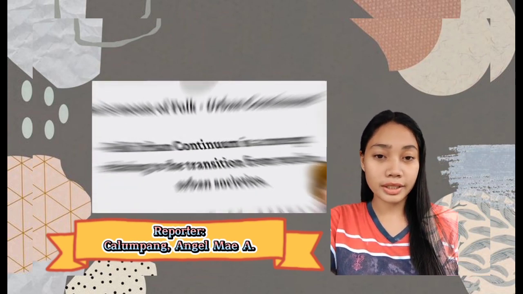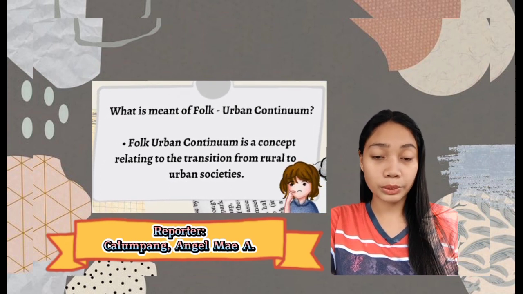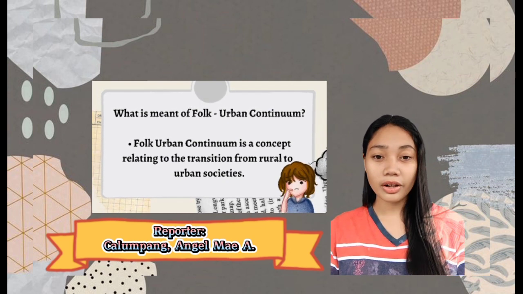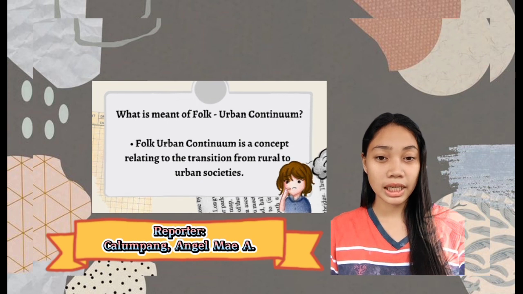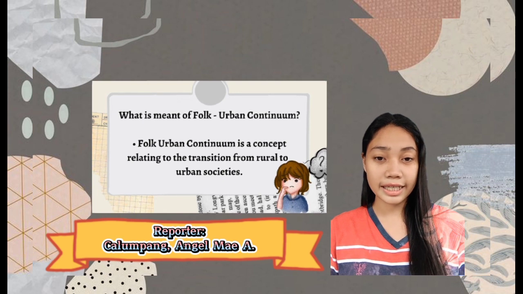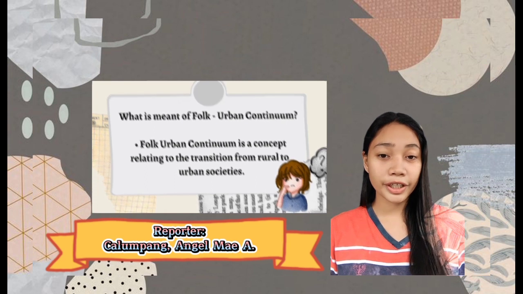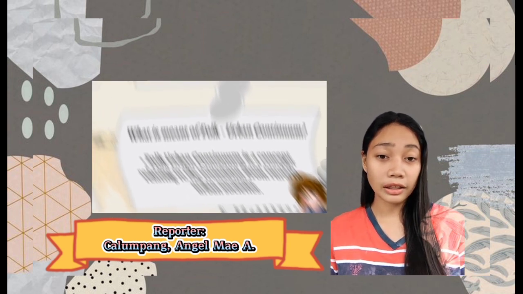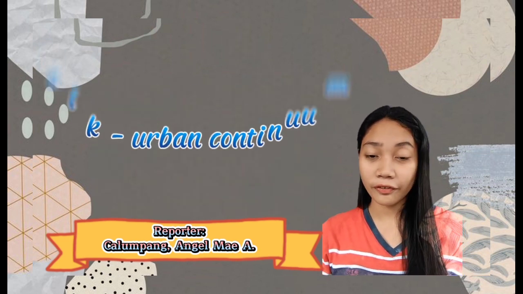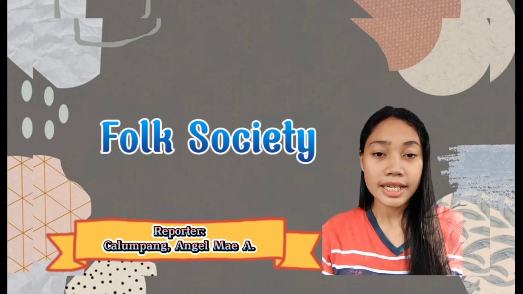The Folk-Urban continuum is a concept relating to the transition from rural to urban societies. It is also an investigation of social, cultural, and economic characteristics of individual societies, which allows them to be positioned at different points along the evolutionary path. Part of the folk-urban continuum is the folk society.